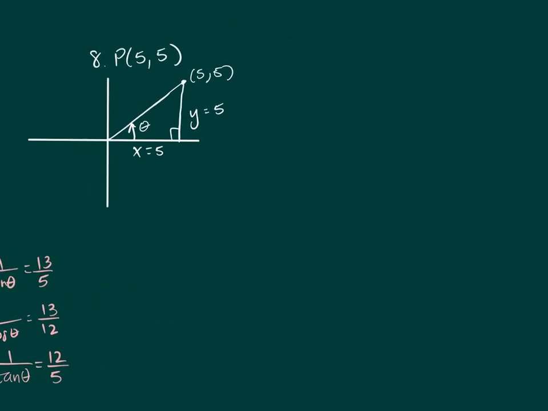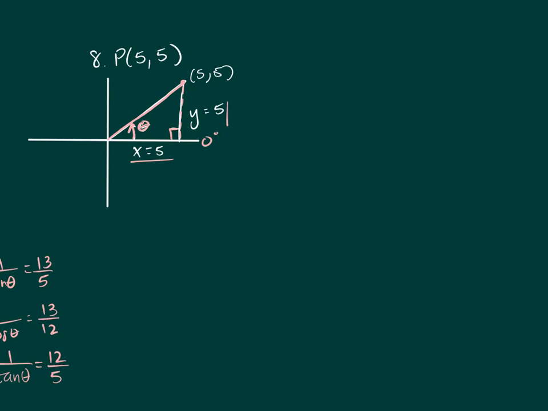For 8, they give us the point (5, 5). What I did is I then plotted that point (5, 5) right there. I drew a connecting segment from the origin to that point, and then I labeled the angle from the positive x-axis, or 0 degrees, to that segment as theta. And then I drew a right triangle from that point. Since the point is (5, 5), that means we move horizontally 5 and vertically 5. So our adjacent side is 5 and our opposite side is 5.